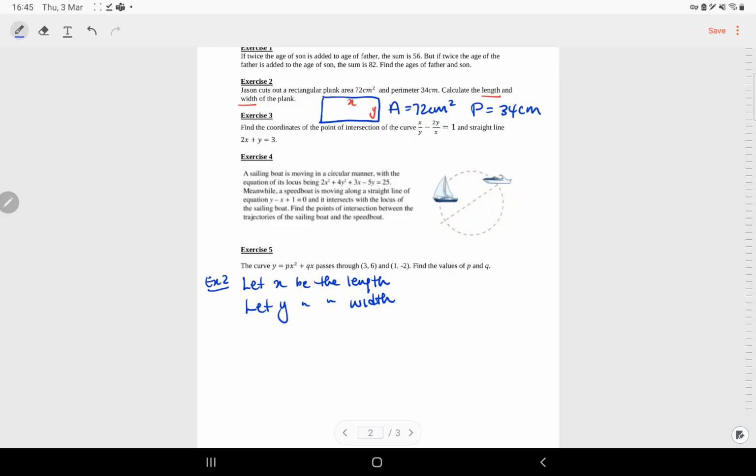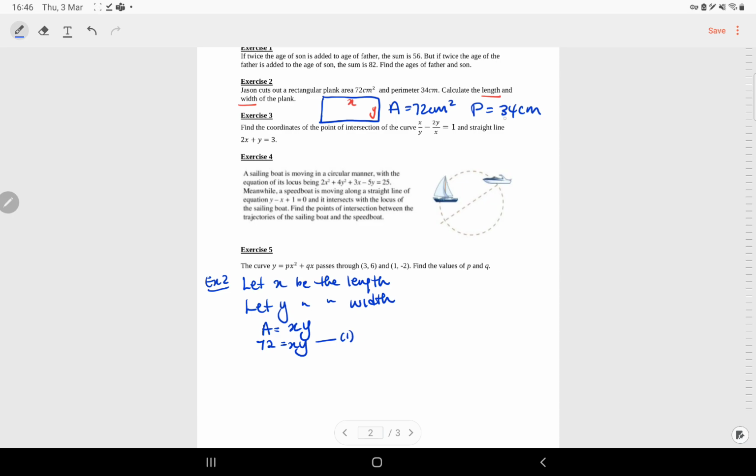Okay, so how to find the area? Basically, the length times the width. So I need to get an expression of the area. Area will be x times y, the length times the width. And area is given as 72 centimeters squared. So there you go, 72 equals xy. That will be my first equation.